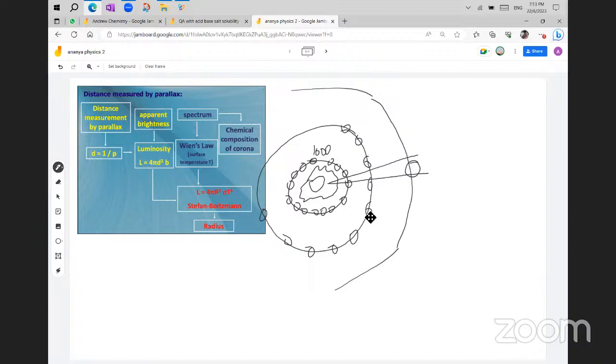Yeah. I think so. Now I'm going to make a simple calculation to show you how we can handle this thing. Now, brightness.